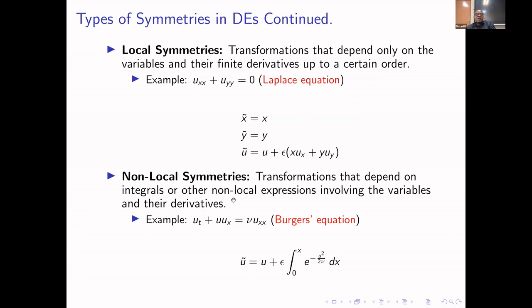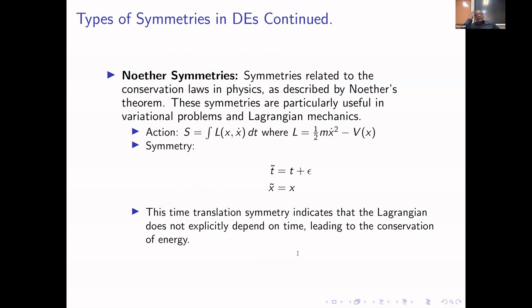The non-local symmetries are basically transformations that depend on a non-local expression. If you look at this Burgers' equation, we have a non-local expression there, this integration. It's a non-local expression, so this is a non-local symmetry. And now the Noether symmetry is more used to analyze some conservation laws in physics. It's very important for those who are studying physical models.